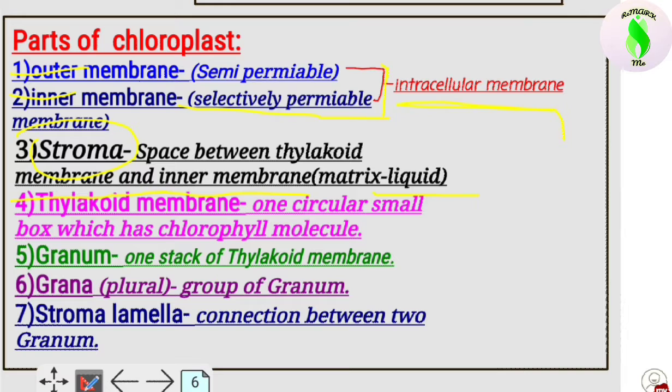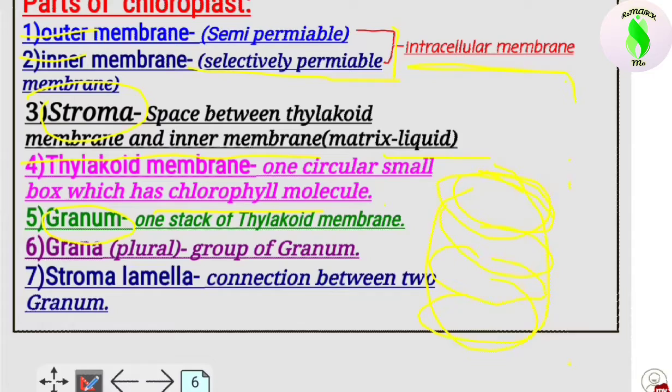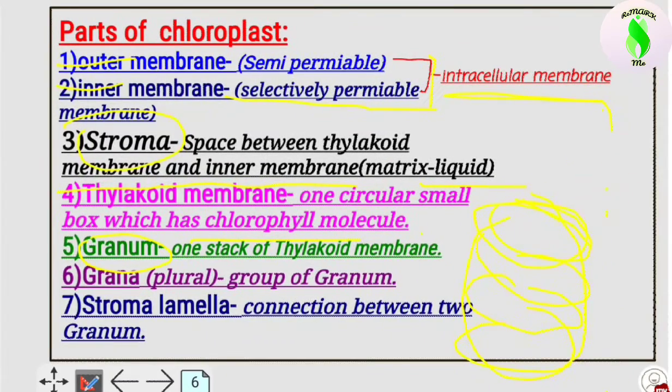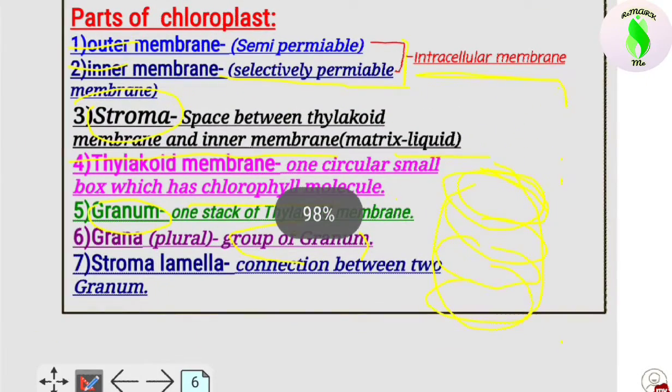Fourth point is the thylakoid membrane. One small circular box is known as a thylakoid membrane, and it also has chlorophyll molecules where the light reaction takes place. Now the fifth point is granum. What is granum? One stack of thylakoids is known as granum. What is grana? The plural of granum, that is a group of granum, is known as grana. Now the seventh point is stroma lamella, that is the connection between two granum.